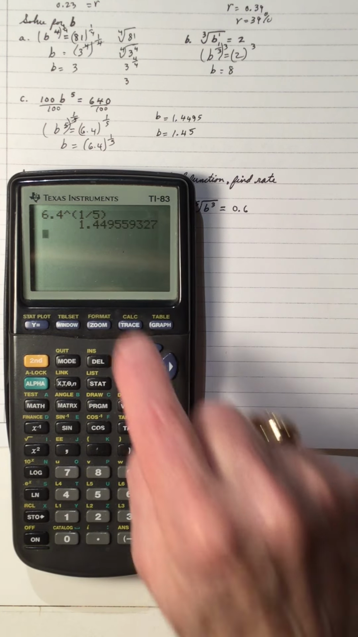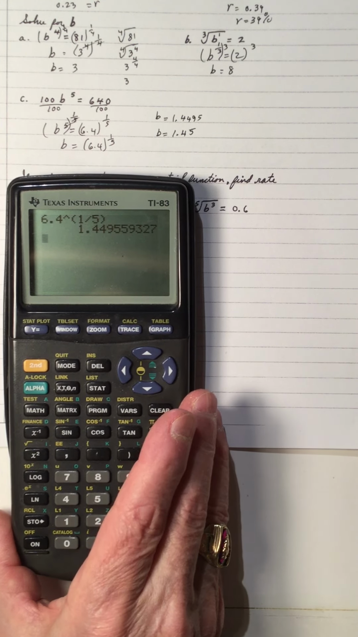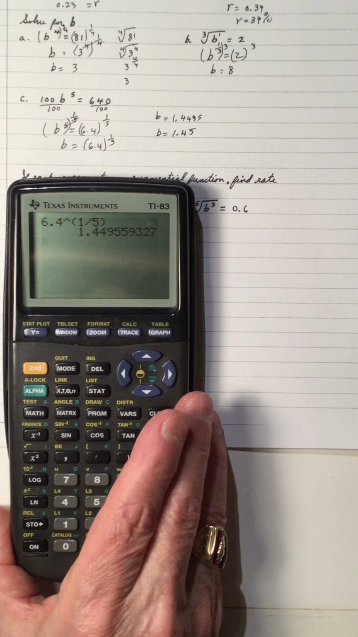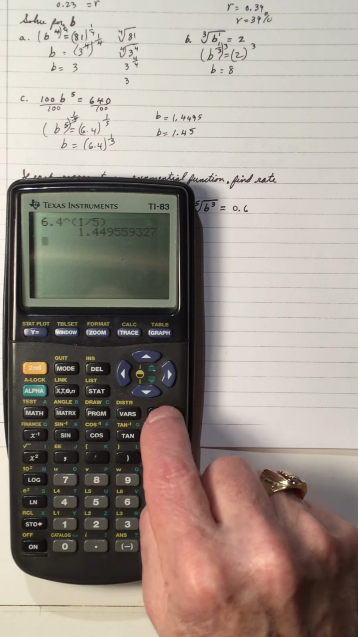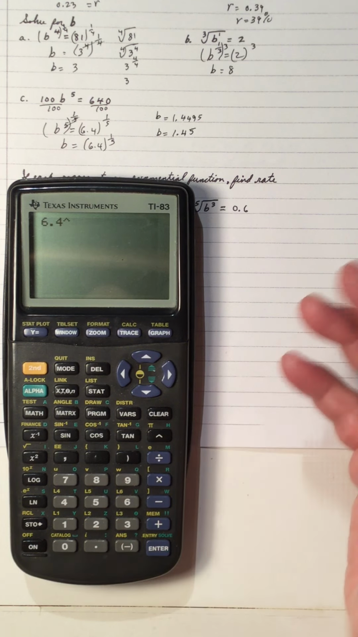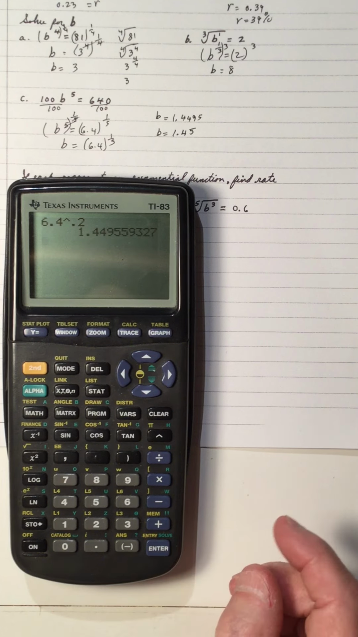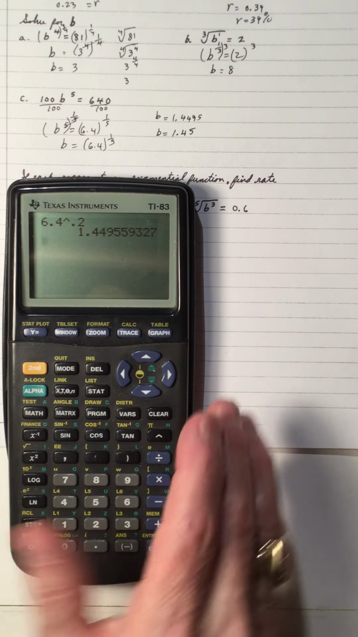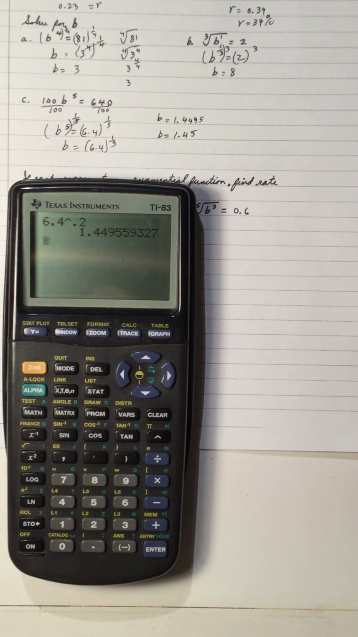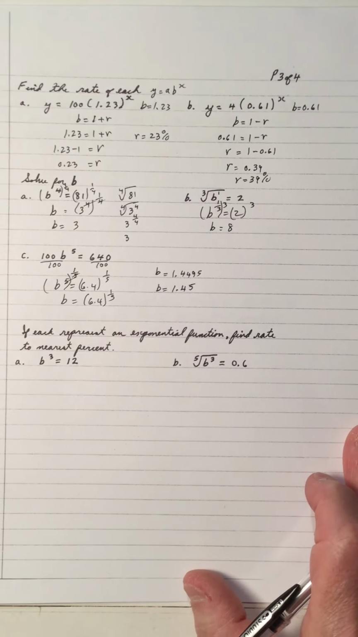And so that gives me, as you can see, 1.4495. So I rounded it off to 1.45. And you could also go 6.4, power button, and 1/5 is decimal 0.2, and you'll get the same answer. So either or. Okay, let's continue. Move this back down into the right spot.